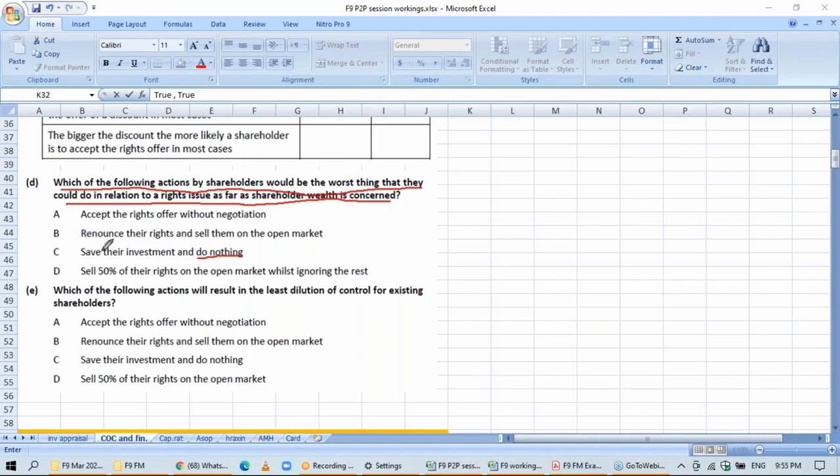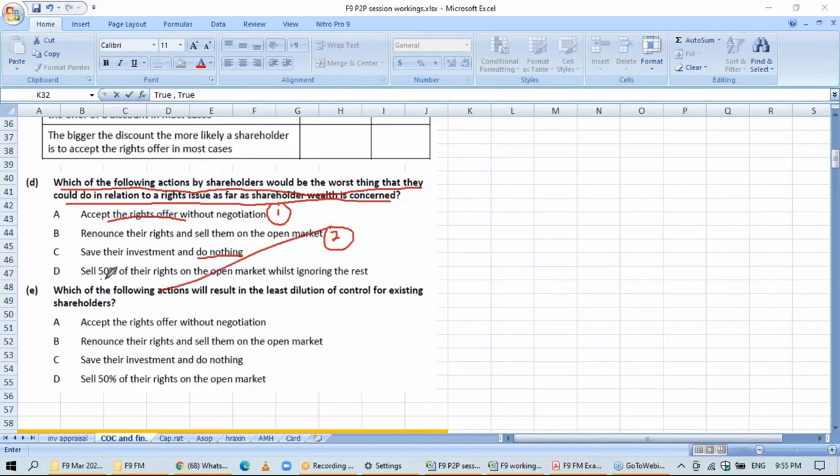Now, if he accepts the rights offer, that's the best. Then if he renounces it, if he says that I don't want the rights shares, please sell them and give me the cash and the gain out of it. So that's also okay. The amount which he loses in value due to the decline in the theoretical ex-rights price, he will gain back by selling the rights in the market. He will be selling the $18 share at 19.6, so he will gain 1.6 from there.